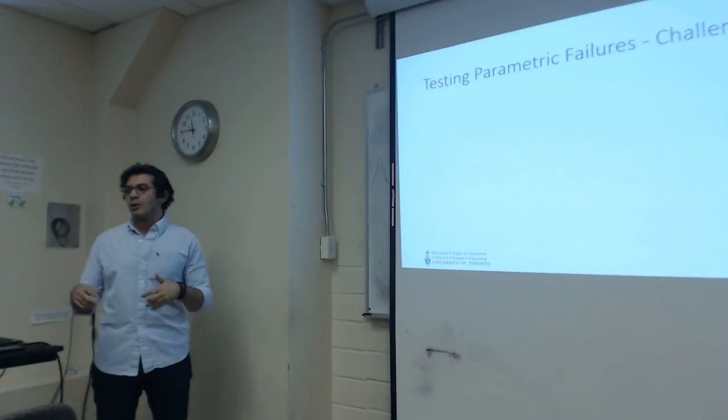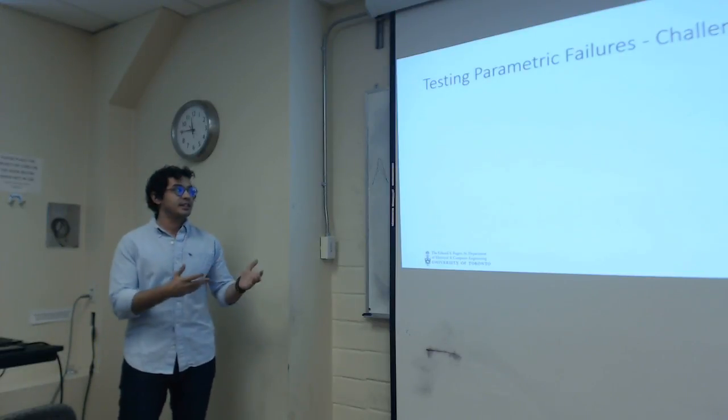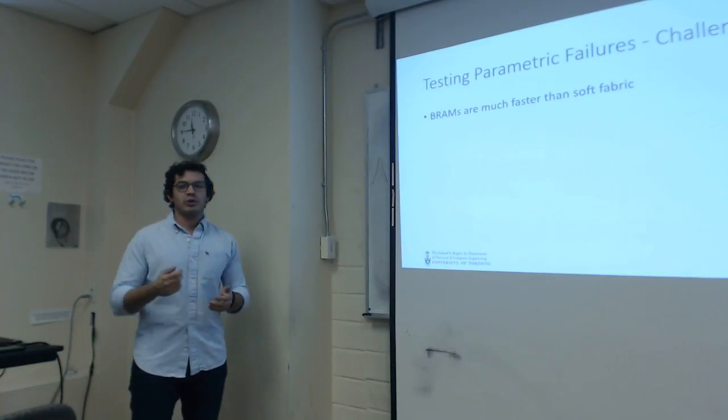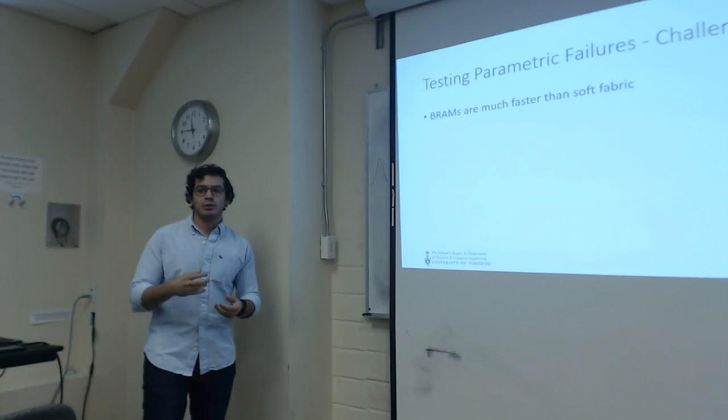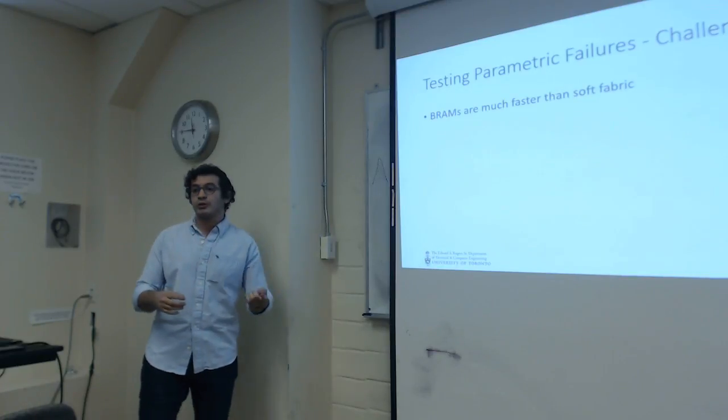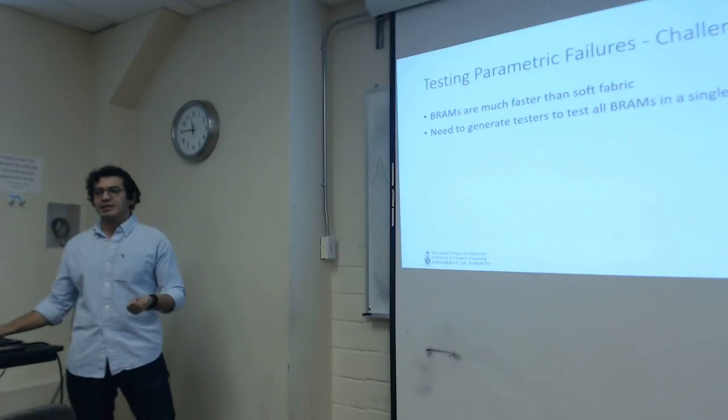Okay, so now that we know how we are planning to test these types of failure, let's look at the challenges from the hardware side. We want to test the speed of BRAMs, which are a hard IP on the FPGA, using the slower soft fabric. So this is a big challenge.